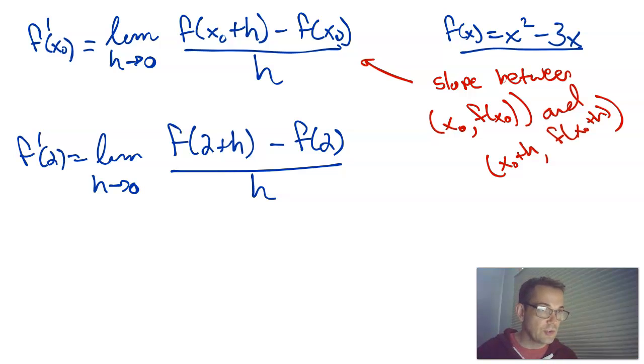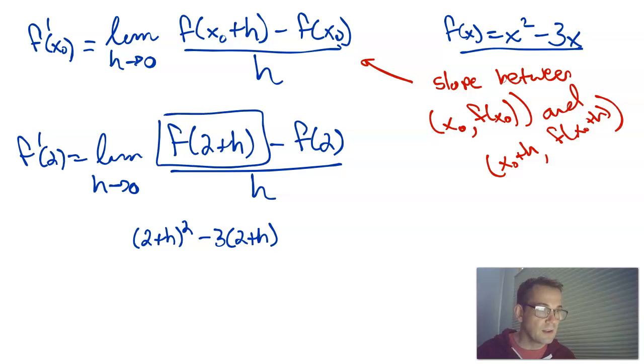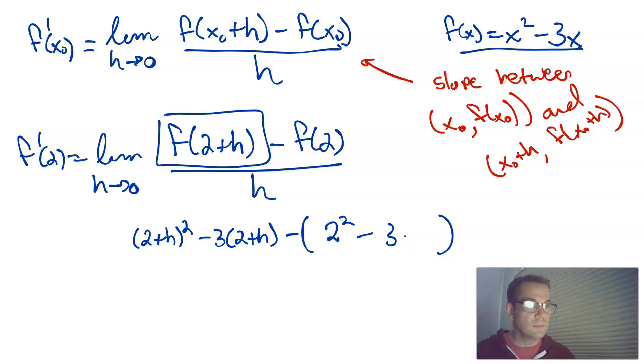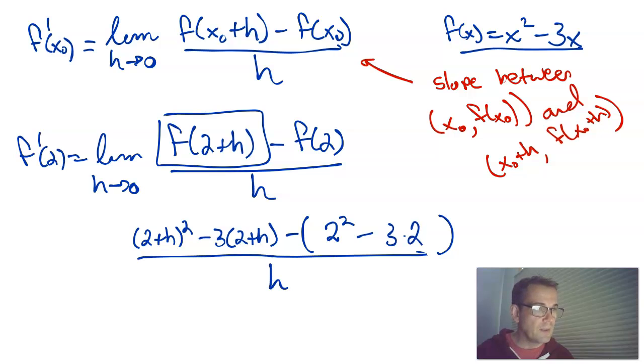So f of 2 plus h is going to be 2 plus h squared minus 3 times 2 plus h. What I've just written down here is f of 2 plus h. It's this part of things. Now I'm going to subtract f of 2. Now it's the entire quantity I want to subtract, so you definitely want to be cognizant of the fact that there should be big parentheses there. And when I plug 2 into here, it's 2 squared minus 3 times 2. This whole thing is all over h, and we want the limit of this as h approaches 0.